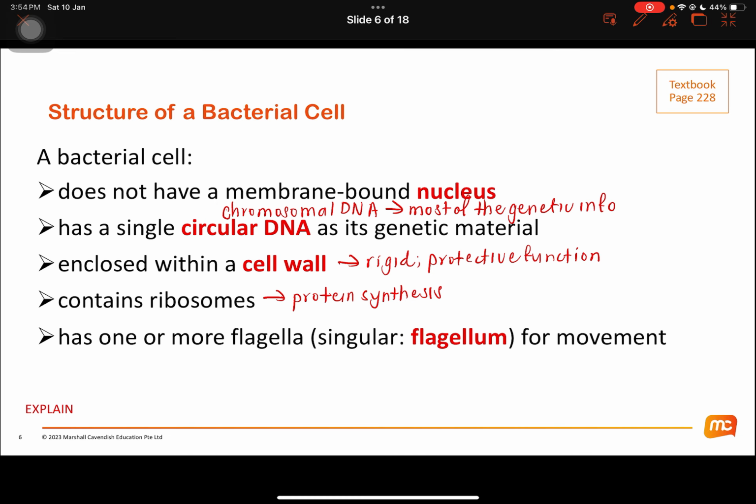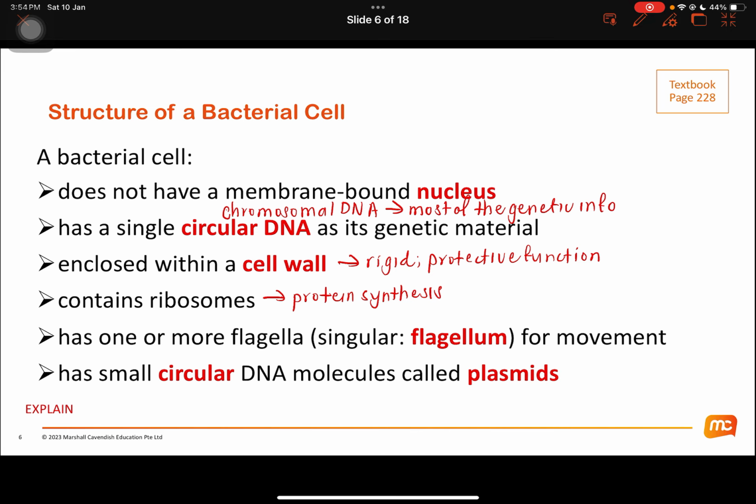Apart from having a single chromosomal DNA, it also has many small circular DNA molecules known as plasmids. And these plasmids carry extra genetic info, as mentioned in the video, to serve a specific purpose. I've also missed out the second last point.